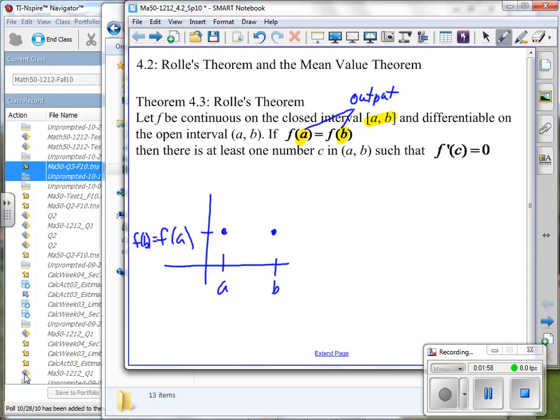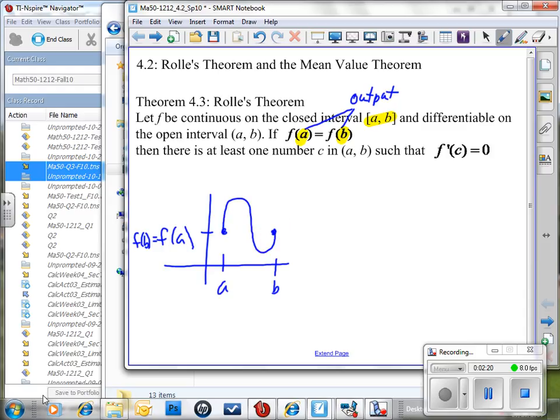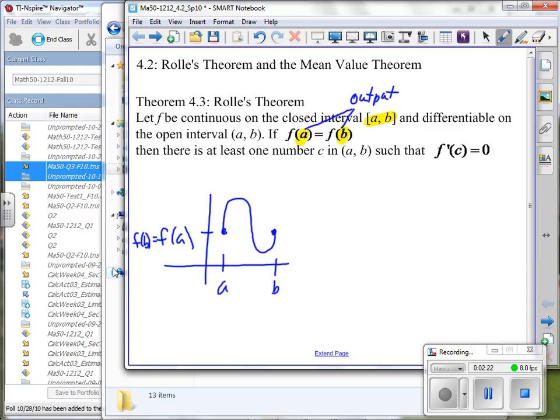Okay. Now, we're going to have a closed interval here. We're going to have a continuous function. So I can have a continuous function in many ways. Connect those two dots in any way you want. Use a straight line. Use an arc, a parabola, any way you want. Anyone have something down? Okay.